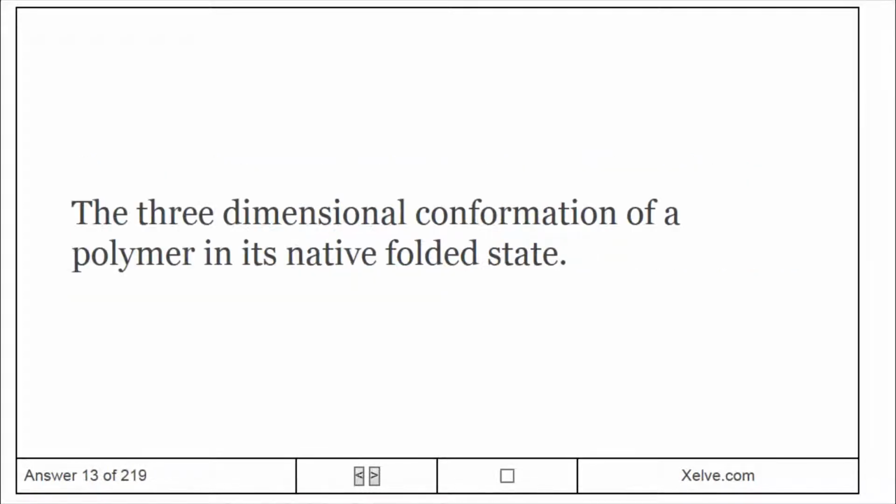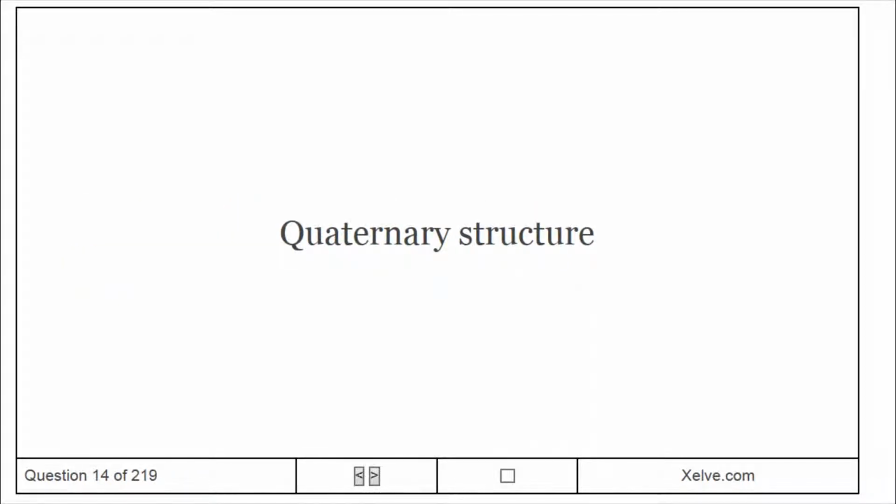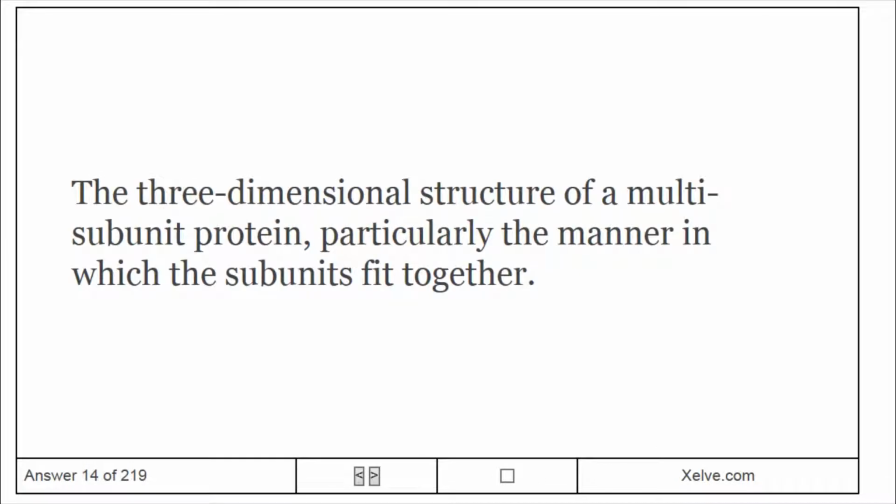Tertiary structure. The three-dimensional conformation of a polymer in its native folded state. Quaternary structure. The three-dimensional structure of a multi-subunit protein, particularly the manner in which the subunits fit together.